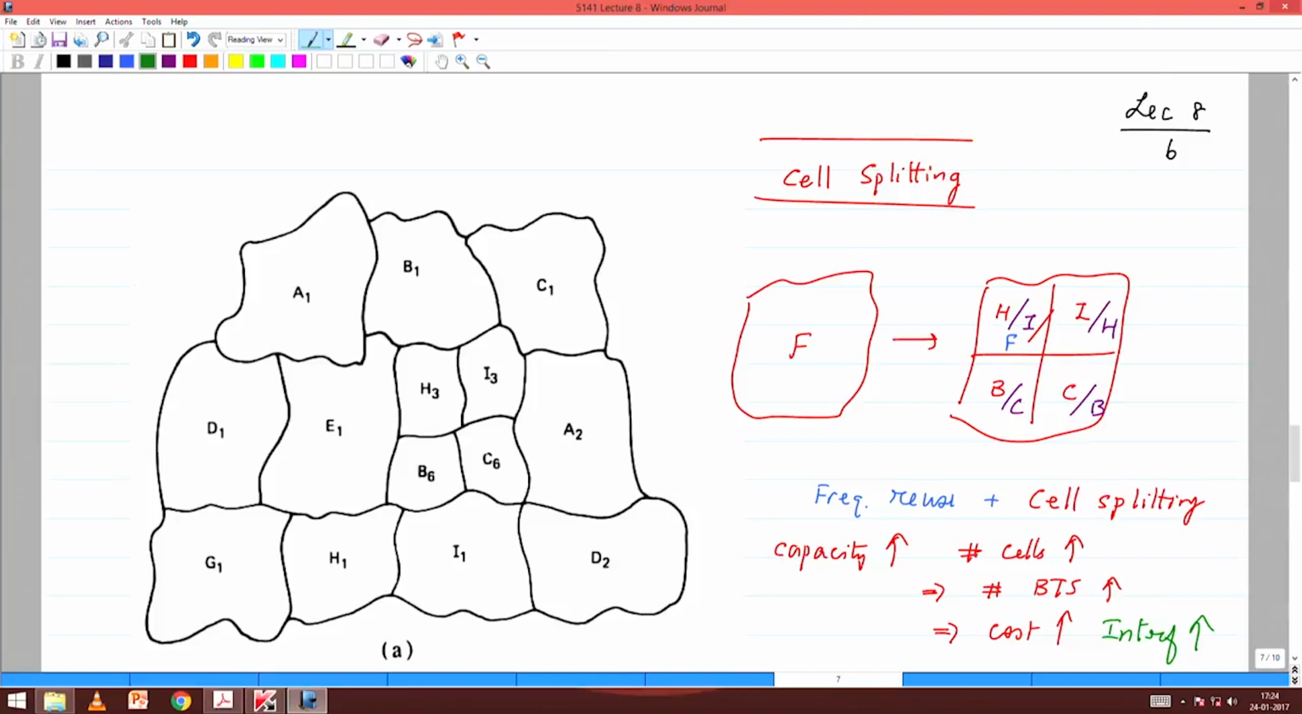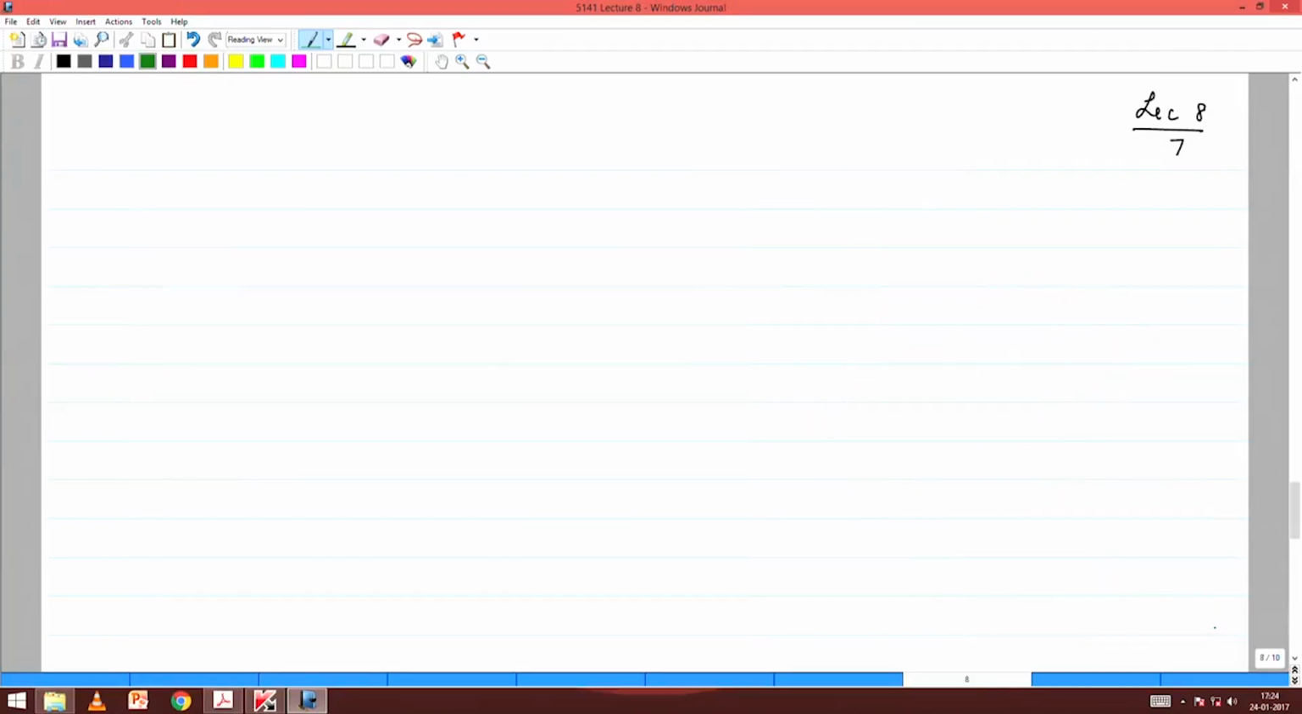Okay, so let's move to an example that I hope will make these concepts very easy for us to visualize and make concrete. So, an example on frequency reuse and the whole notion of cellular design.